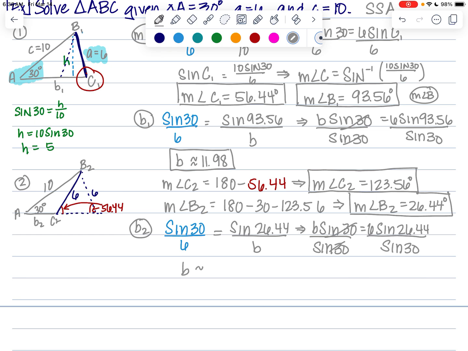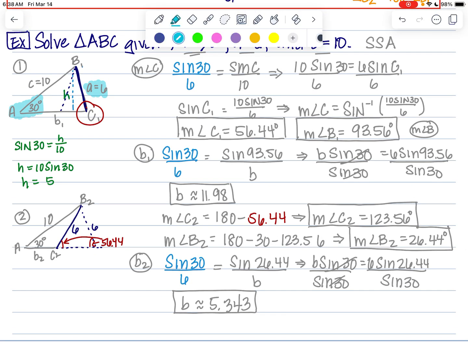I apologize. So B is about 5.343. Okay, so this is an ambiguous case because how do I know that I have to solve for 2 triangles? Because I checked out my height and I compared that to the information that I was given up above. My A value was bigger than my height, but less than the other side that I was given. So that means I am going to have 2 triangles. I am going to have this big triangle that's oriented this way, but then I'm going to have this obtuse triangle that goes this way. Okay, so there's your first example.